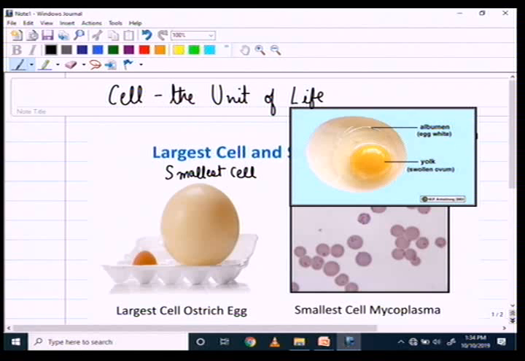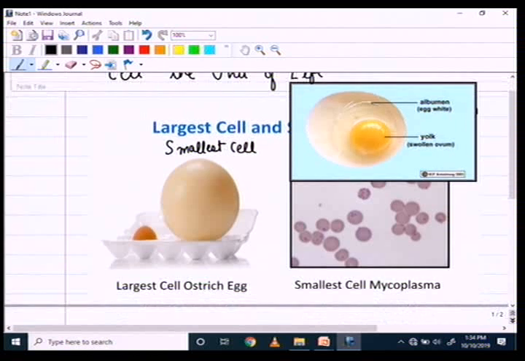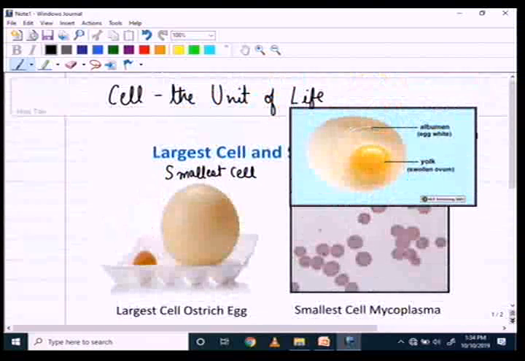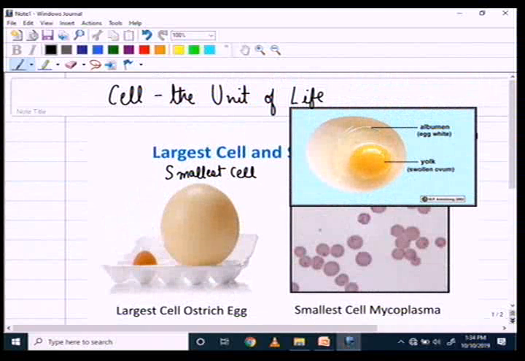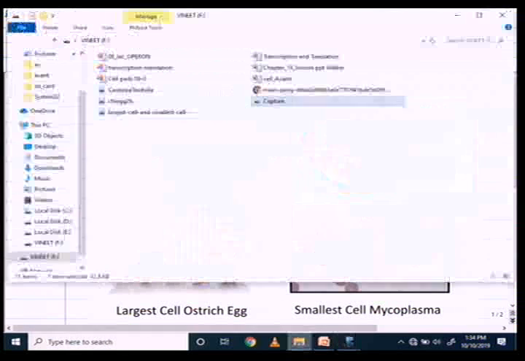I had given you some homework. I had asked you to find out about the largest cell and the smallest cell. And I asked you to write about the largest plant cell also. So have you done it? Okay. So these are some of the largest cells that I wanted to tell you about, right?